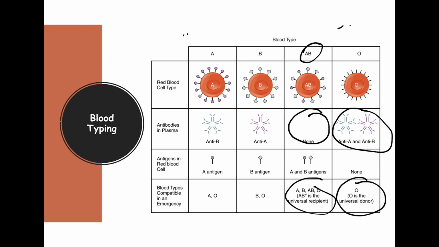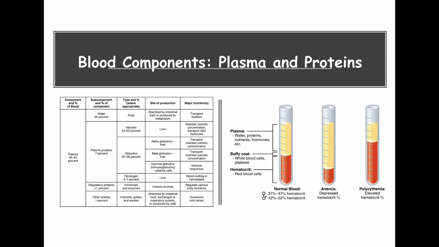All right, so now let's talk about the liquid part of the blood that contains the plasma and some of the soluble proteins. So plasma makes up about 46 to 63% of the blood. And the majority of the plasma is composed of water. So 92% of plasma is water. The rest of them contains different plasma proteins, regulatory proteins, and other solutes like gases.